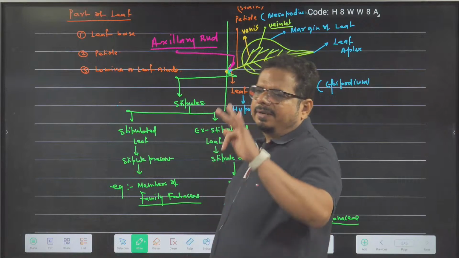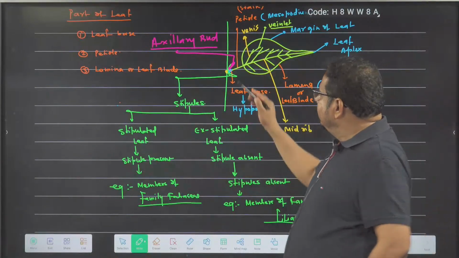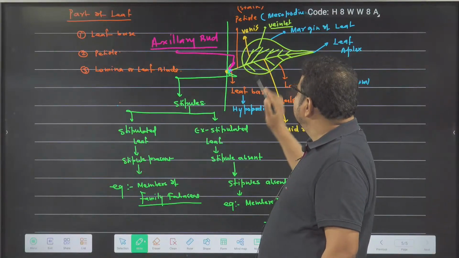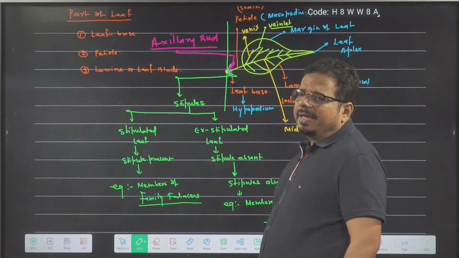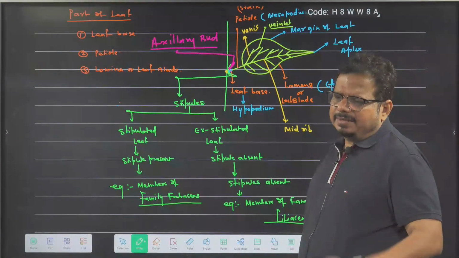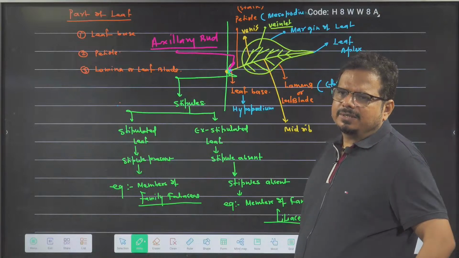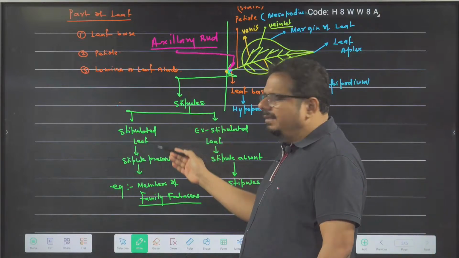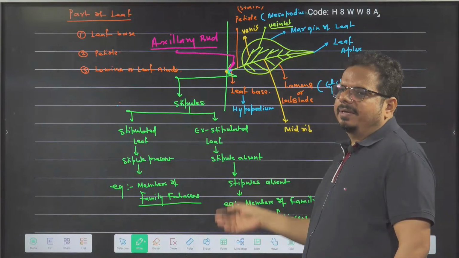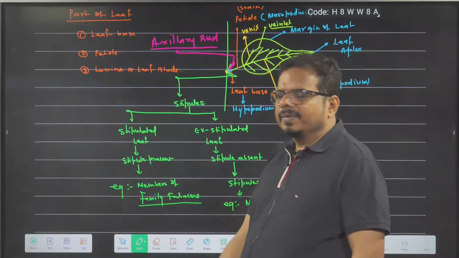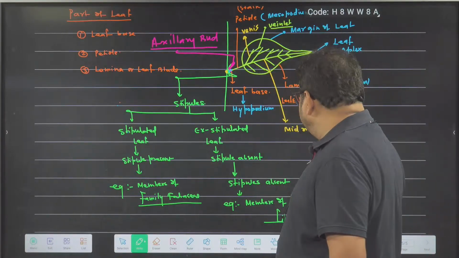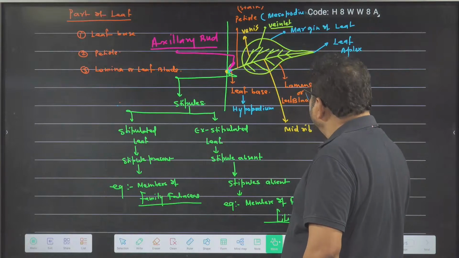We have seen three parts: leaf base, petiole, lamina. Sometimes stipules may arise from the leaf base area. Small leaf-like structures are called stipules. They may be present, they may be absent. Where they are present, I already told. Where they are absent, I already told. Got the idea? And what is the arrangement of leaf?